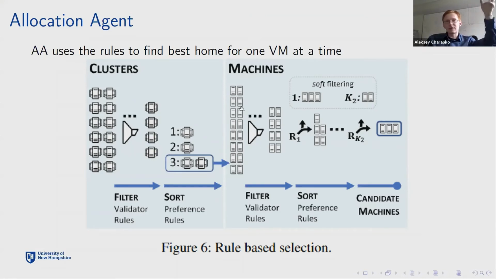their 10, 20,000 machines, or whatever, 2,000, 3,000. You apply again the validator rules, but now on the machines, to come up with the set of machines that physically can accommodate the virtual machine. And then you use these preference rules to figure out which one is the best one, which one has the best combination of nice-to-have features. You eventually arrive at a set of candidate machines. Maybe you look at X number of machines with the highest preference score, and then you can pick one at random, for example.